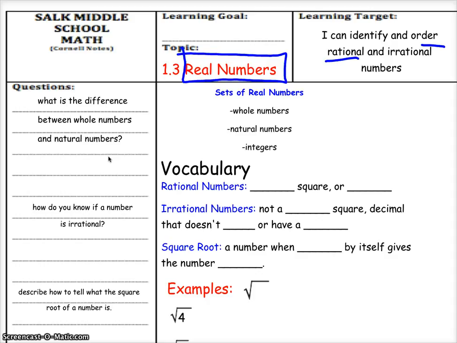Okay? Whole numbers are how you count: 1, 2, 3, 4, 5, and 0. So 0, 1, 2, 3, 4, all the way up to the lovely infinity. Write it down.